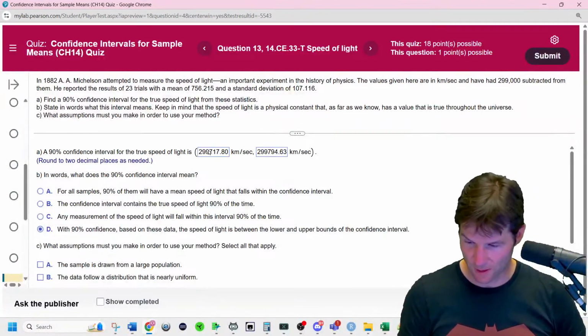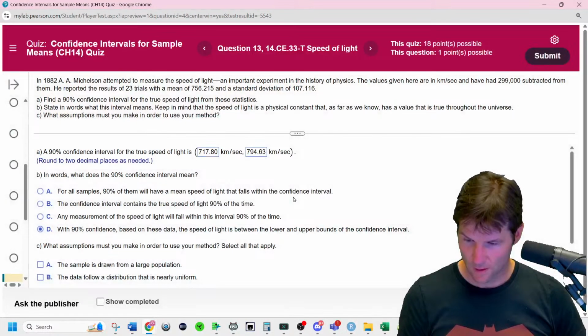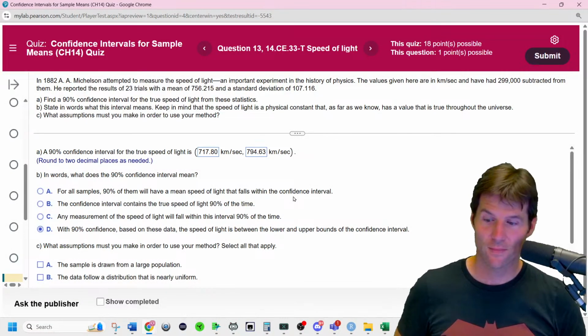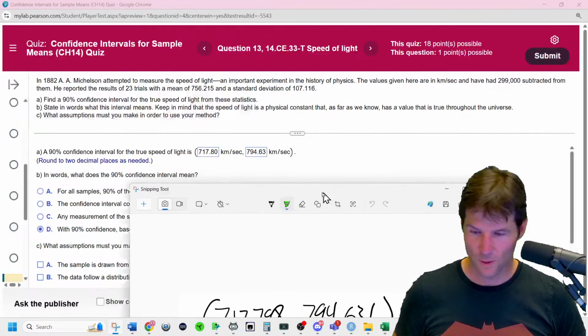What did we do? Do they not want us to add back on these numbers? What did we do? I did the interval wrong. I can't math today. What did we do on our numbers?